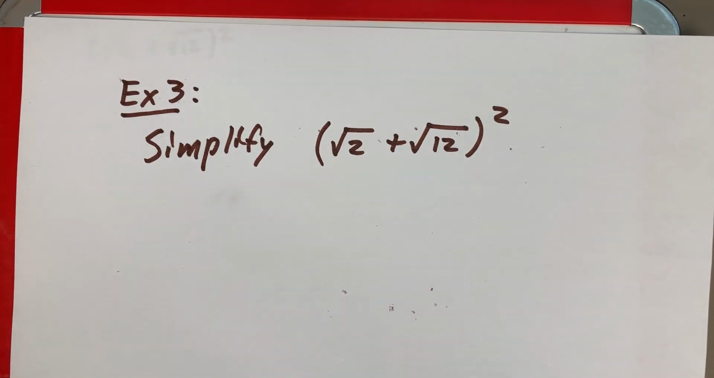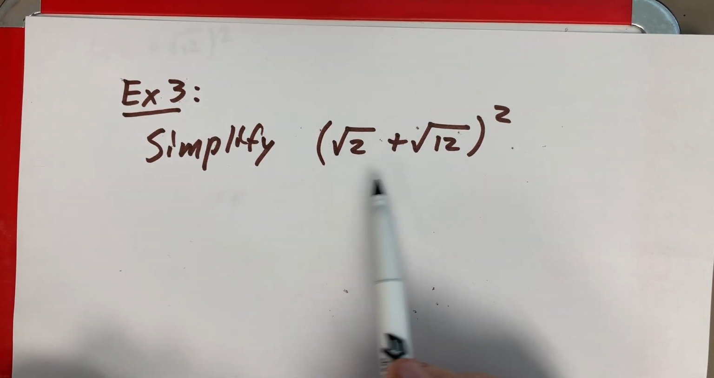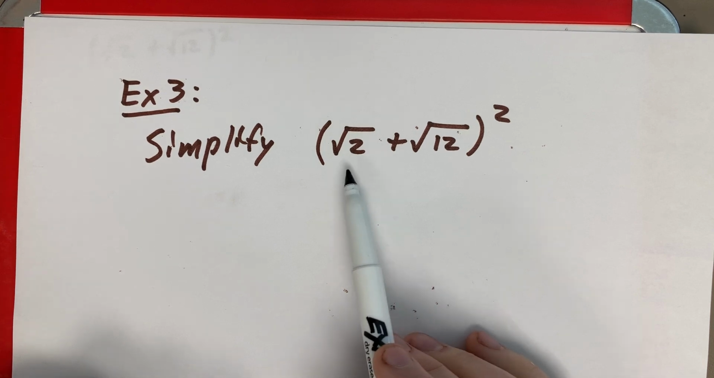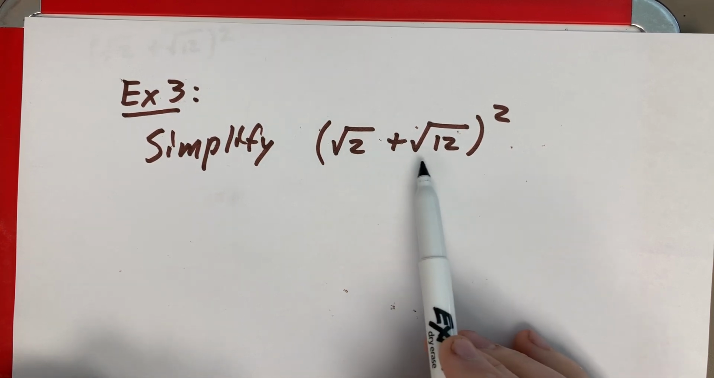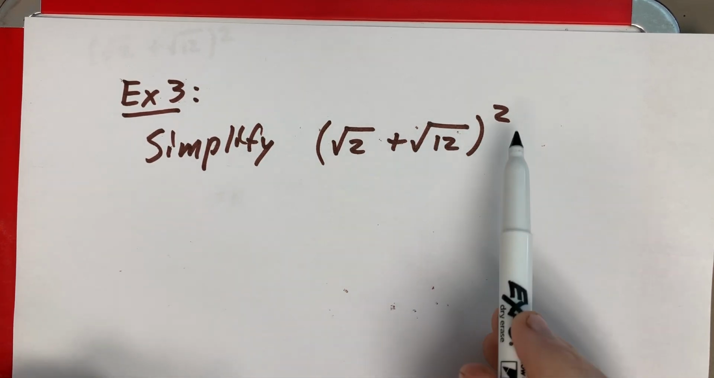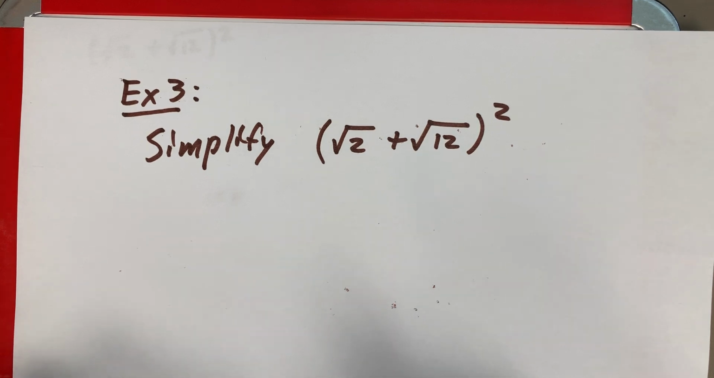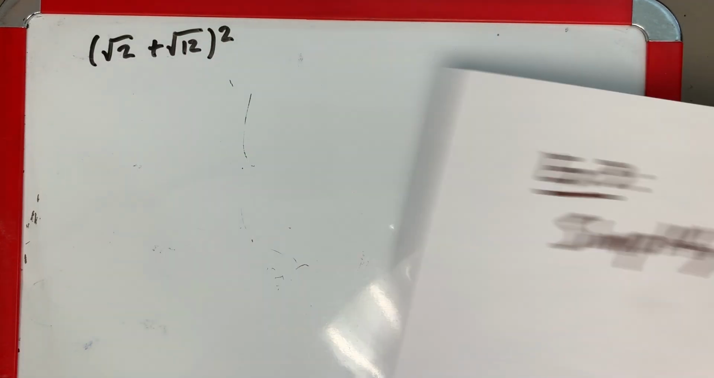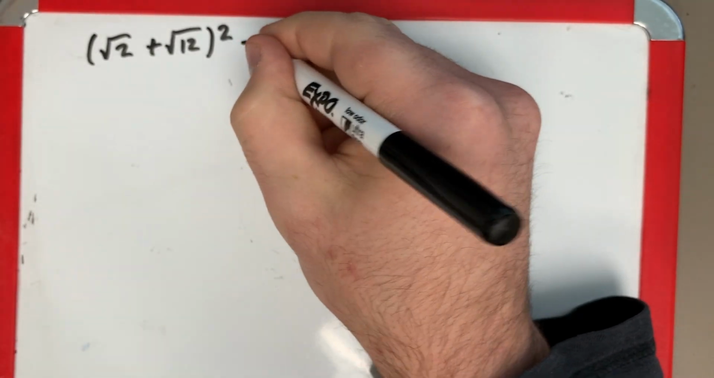And now for our third video, we're looking at simplifying this expression with radicals in it. We have the quantity square root of 2 plus square root of 12, quantity squared. This is going to work essentially the exact same way as the last example, where we had another quantity with radicals squared. So let's see how this all works out. It's going to work out very much the same way.